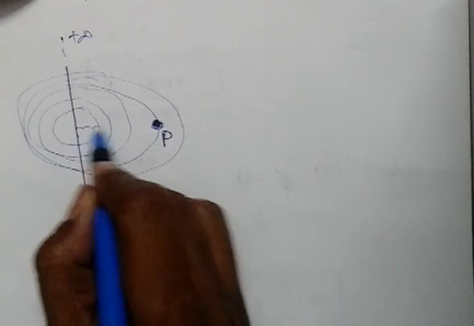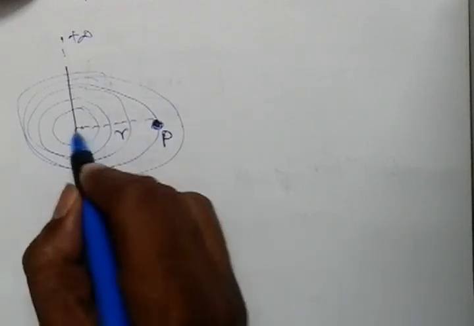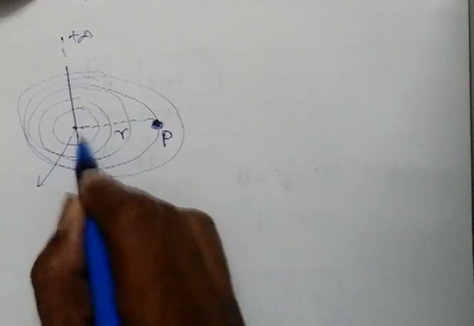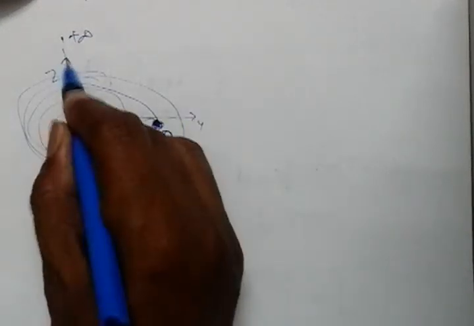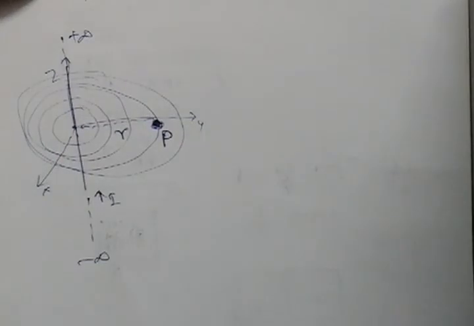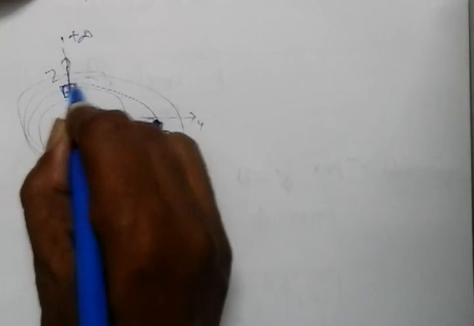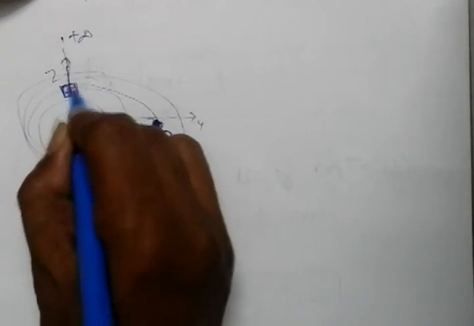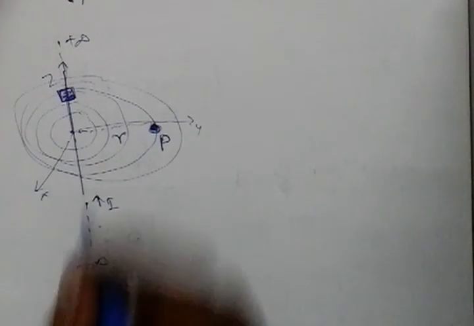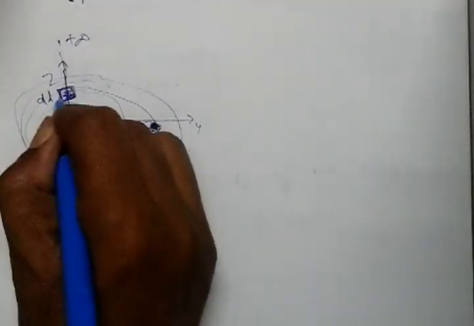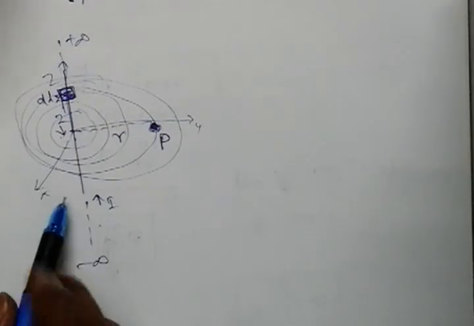Say this point P is located at a distance r from the origin. As per the coordinate system, this is the x-axis, this is the y-axis, and this one is the z-axis. So the conductor is placed along the z-axis. And consider the differential length as usual. In field theory, to analyze, first we need to consider the differential elements, and from that obtain the remaining terms. Say the differential length is dl, located at a distance of z from the origin.